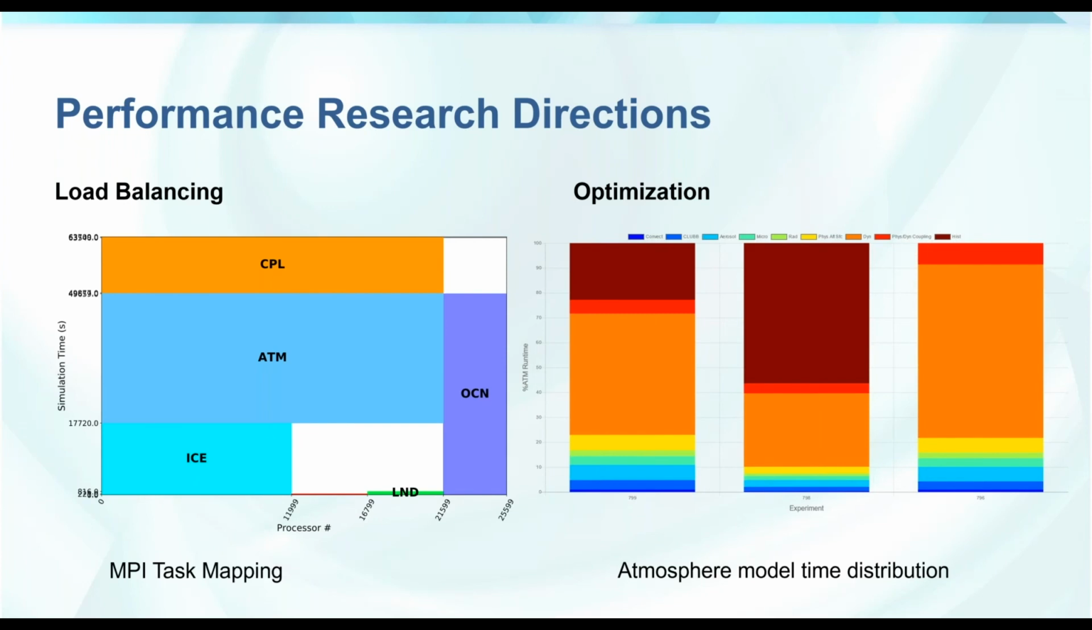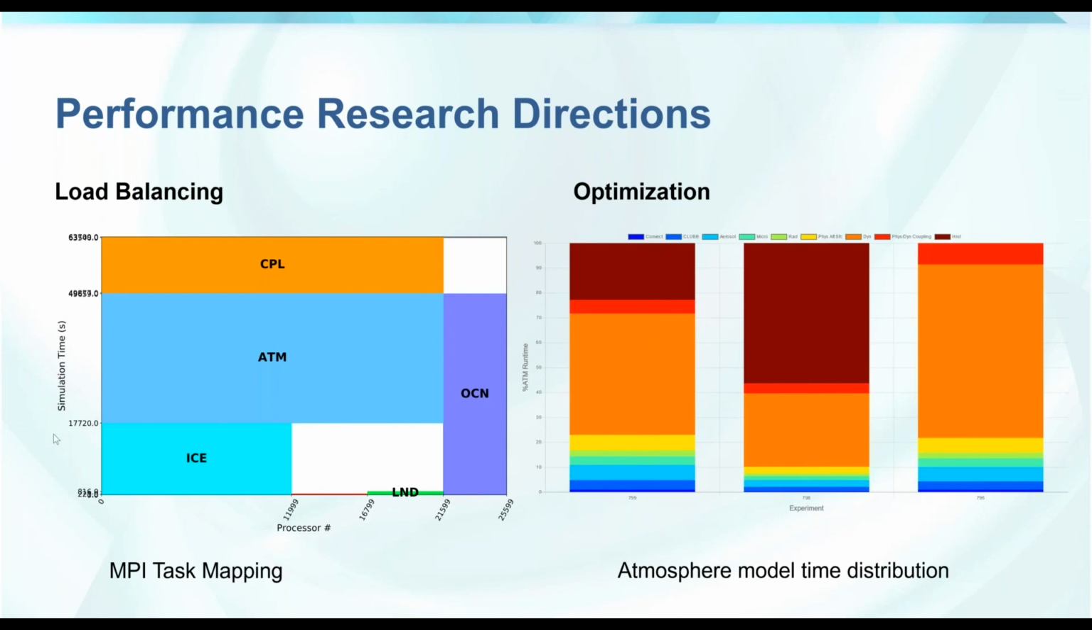The process layout and resource allocation problem is a very challenging problem for a coupled model. What I mean by that is the figure on the left shows a particular run where you see the different components. The x-axis shows you the process number, so this is the MPI rank. In a parallel run, you allocate certain resources to running a certain component, and the y-axis shows you the simulation time spent. So the idea is to lay out these components on these resources in such a way that the overall time to solution is minimized.